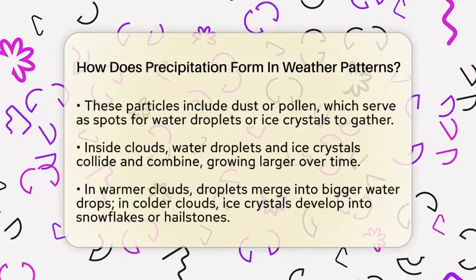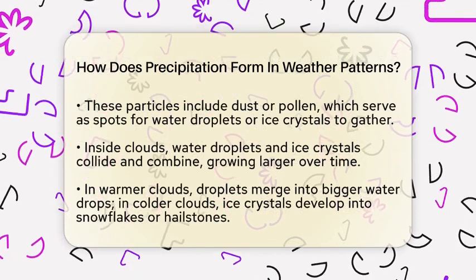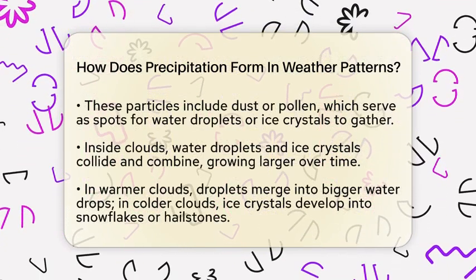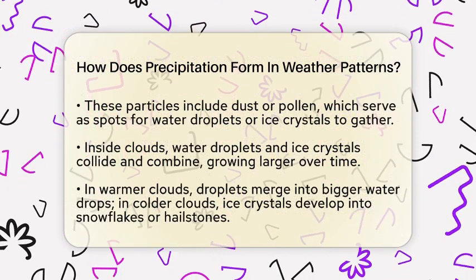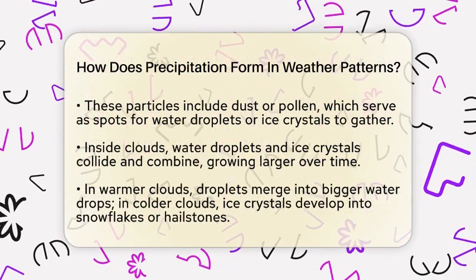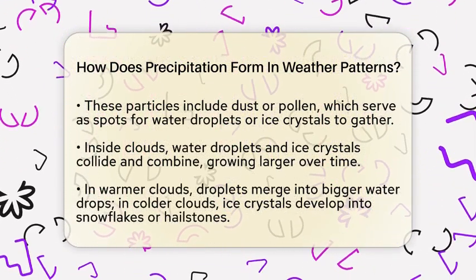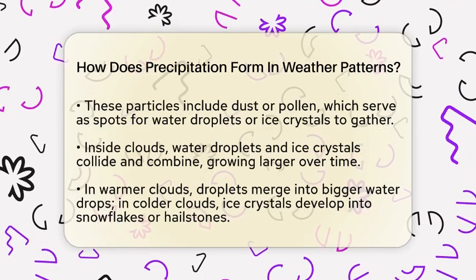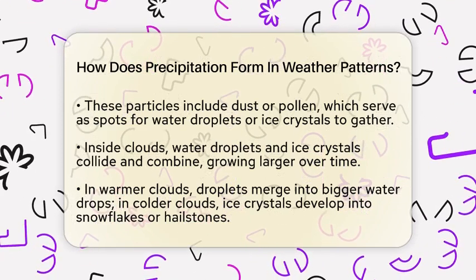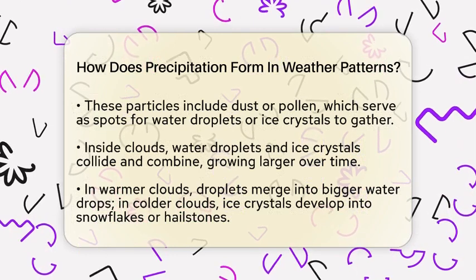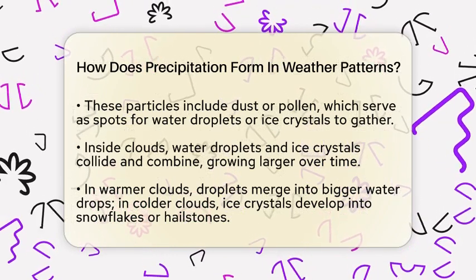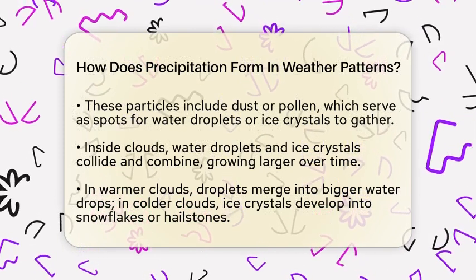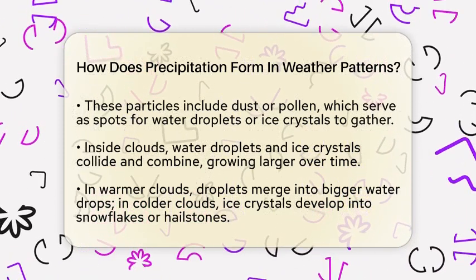When the air cools enough to reach its dew point, the temperature at which it becomes saturated, the water vapor starts to condense. Tiny particles in the air like dust or pollen act as spots where water molecules can gather. These particles are called condensation nuclei. The vapor condenses onto these particles, forming tiny water droplets or ice crystals depending on the temperature. These droplets or crystals stick together and form clouds.